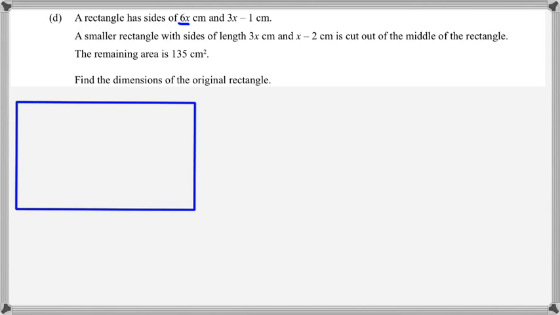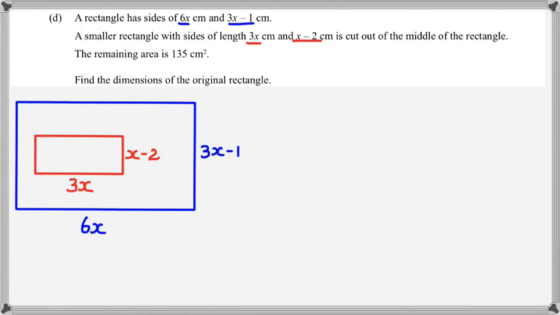One of its sides is 6x, and the other side is 3x minus 1. So I've got 6x, and I've got 3x minus 1. Now it says a smaller rectangle is cut out from the middle of the rectangle. So I'm going to draw a smaller rectangle inside this blue rectangle. And for the red rectangle, which is the smaller one, you've got 3x and x minus 2 as its base and height. So I've got 3x and x minus 2.